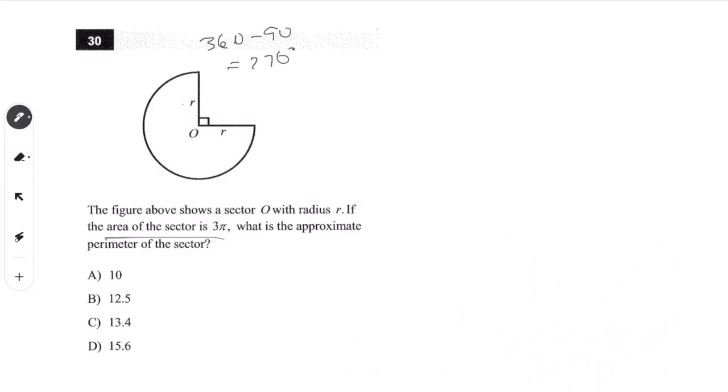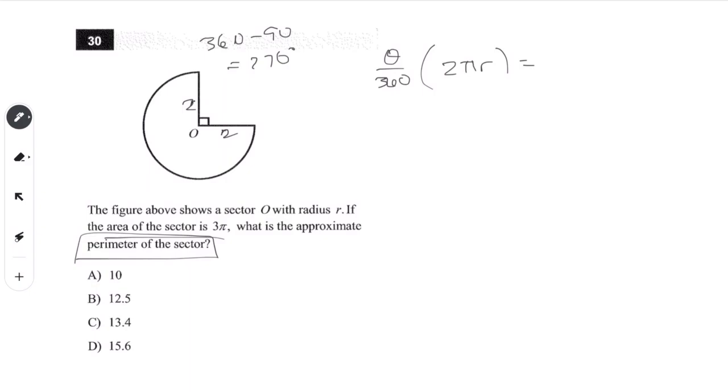So we know that r is going to be 2, here and here, and we also want to find the perimeter of this sector. That means that we're going to have to find this arc length plus these two radii. So the arc length, remember, is going to be theta over 360 times, instead of the area of a circle, now we're dealing with the length or the circumference of a circle, which is going to be 2 pi r.